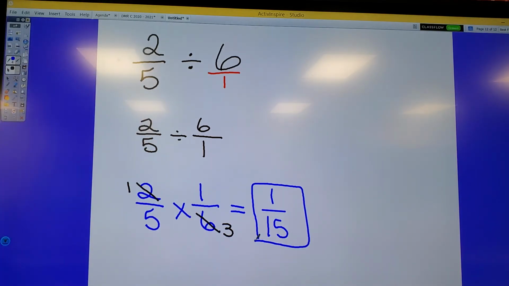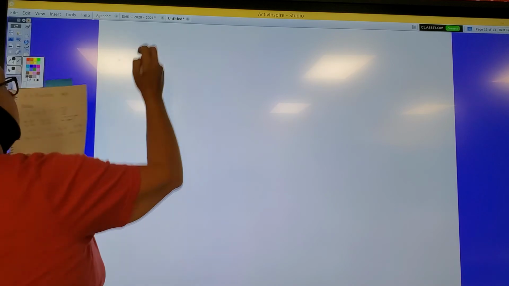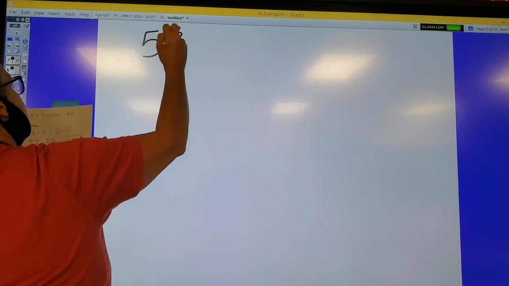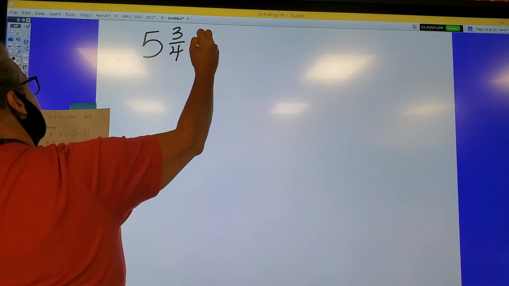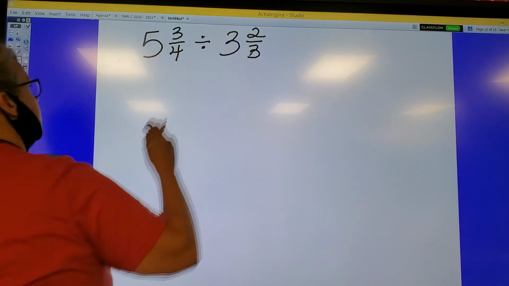Okay, last thing then that we will practice would be dividing with mixed numbers. Dividing with mixed numbers. So let's write a problem. Let's say that we have 5 3/4 divided by 3 2/3.